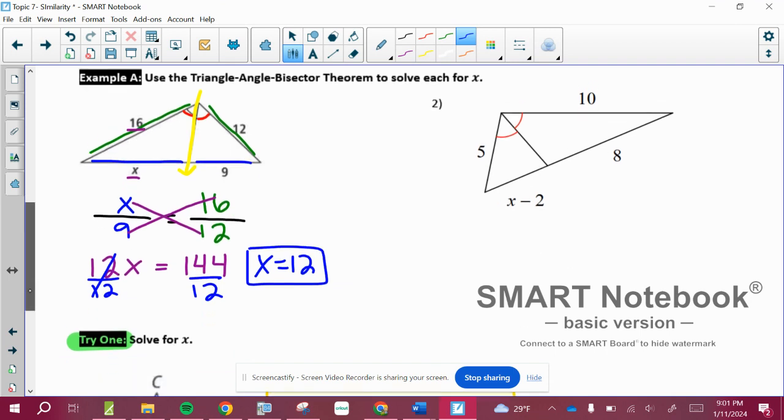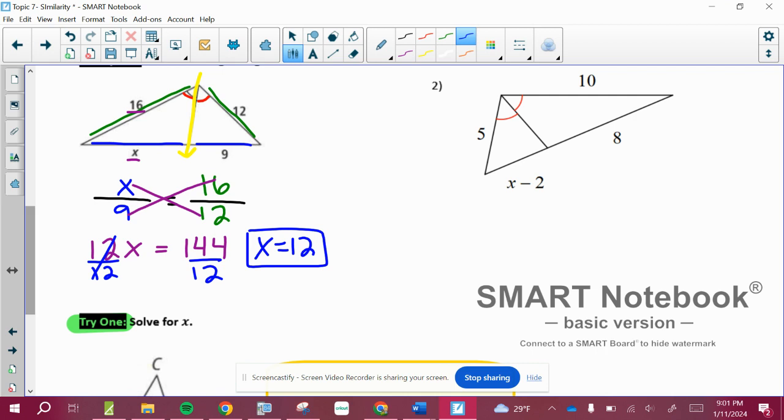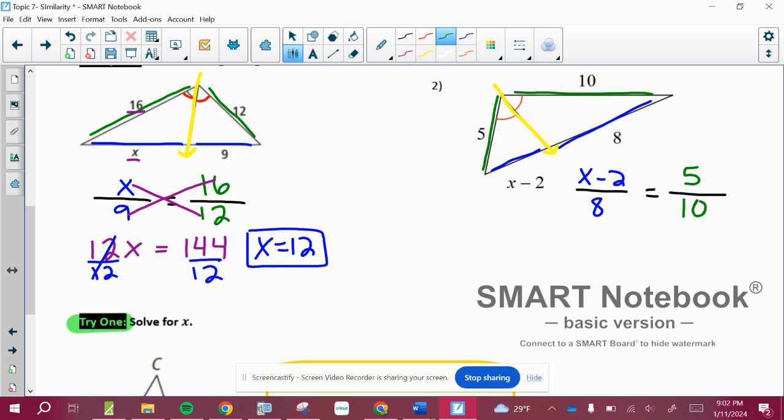Okay, so let's do another one. This one will be a little longer because you see we have an X minus 2. So our solving will take a couple more steps, but I'm going to start by setting up my proportions. When this angle gets bisected by a ray, it cuts the bottom pieces into a ratio. So X minus 2 goes over 8. And we make the fraction using the other two sides of the triangle. So X over 2 goes with 5. So we're going to do 5 over 10. Again, just make sure you stay in the same order when you make your second fraction.